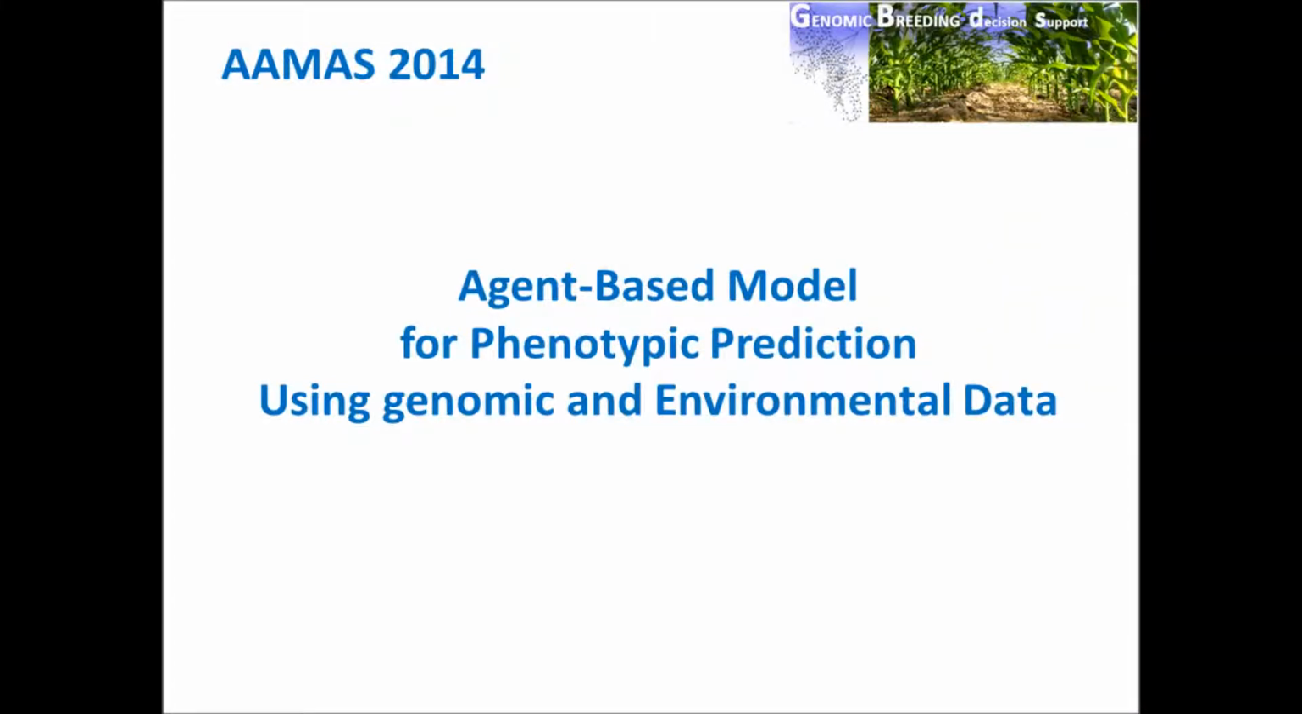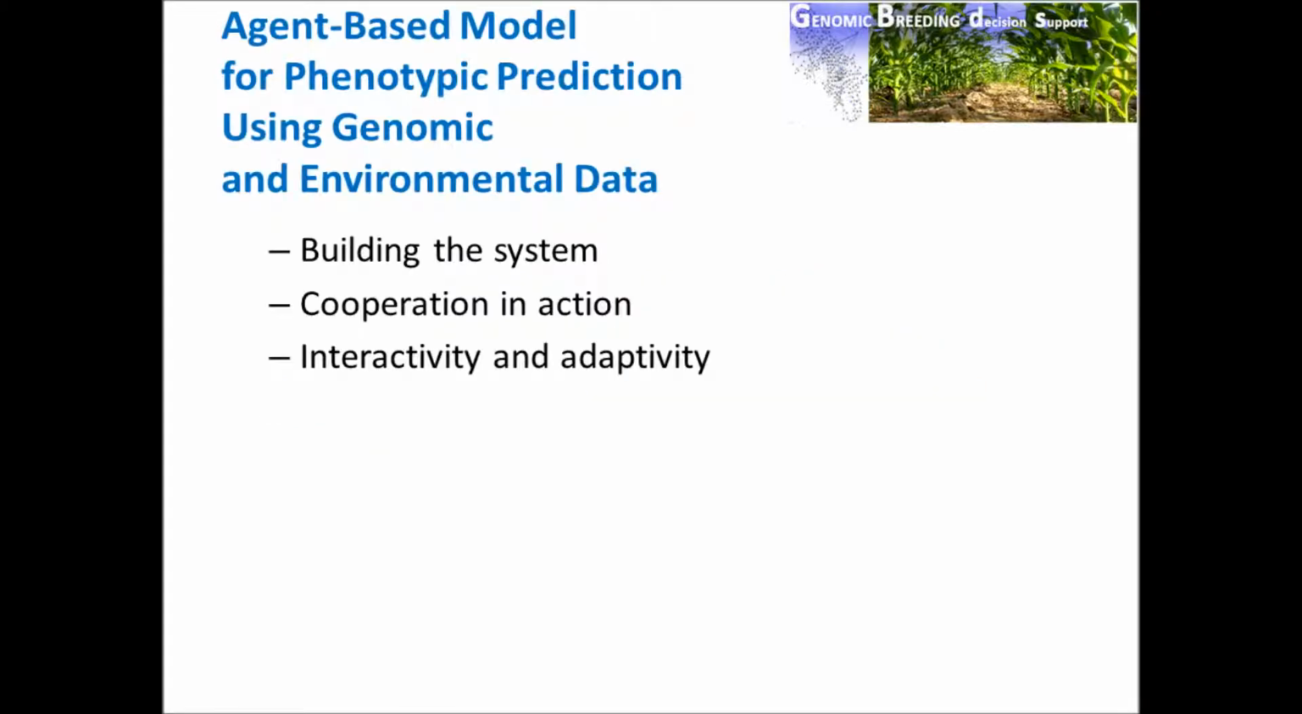This video presents an agent-based model for phenotypic prediction using genomic and environmental data. It demonstrates how an adaptive, cooperative multi-agent system is able to make a prediction of phenotypic values knowing genetic and environmental parameters. First, you will be introduced to how the system was built.